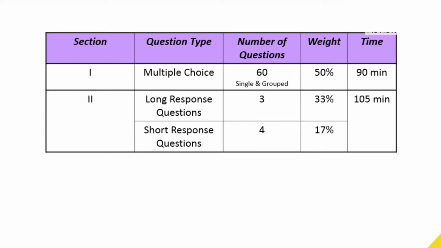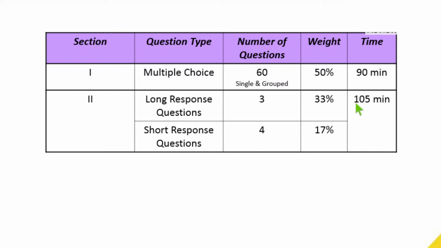Okay, so the paper and pencil, I showed you this slide yesterday. This is the way it's going to be on the paper and pencil, like the quote unquote traditional AP Chemistry tests we've had in the past. Multiple choice, which is section 1, followed by section 2 with 3 long responses, 4 short responses. You have 105 minutes for that.